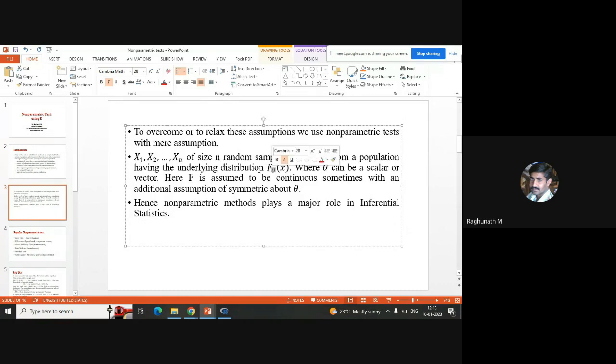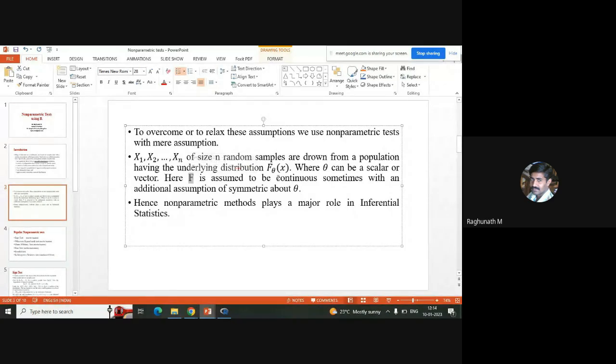Now coming to this f, here f is assumed, as the first thing in non-parametric methods. Most of the traditional non-parametric methods, whatever I'm going to discuss in this session, assume f to be continuous. You can ask me what happens if f is discrete. That also I'm going to address; I'm going to give an idea at the end of this session. So f is assumed to be continuous. Sometimes, with an additional assumption, we assume f to be symmetric.